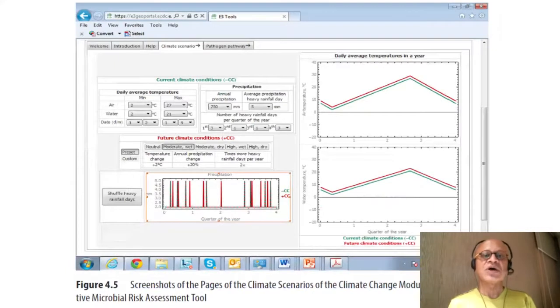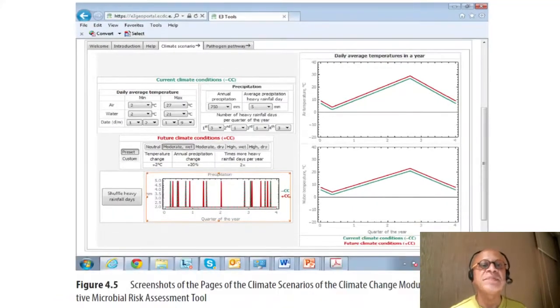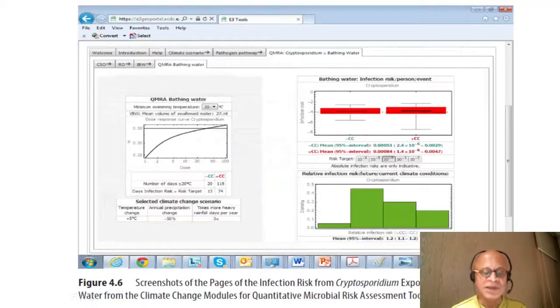This is showing the same thing here. What is the difference? This is just 2 panels. I didn't pay much attention, but it seems like almost the same thing. Current climate conditions, future climate conditions, heavy rainfalls, and so on and so forth.